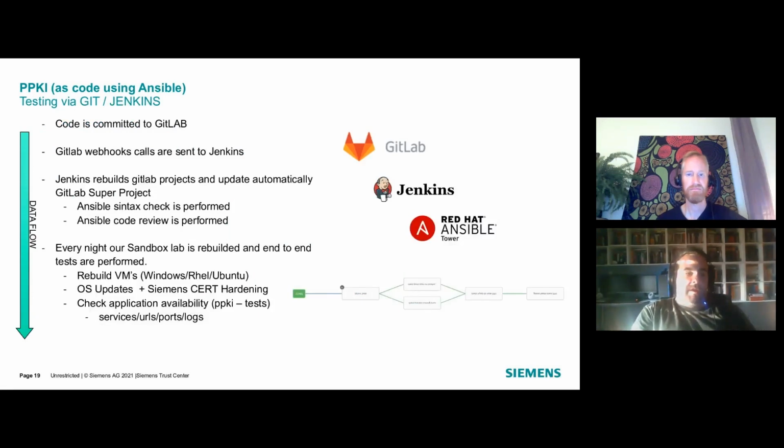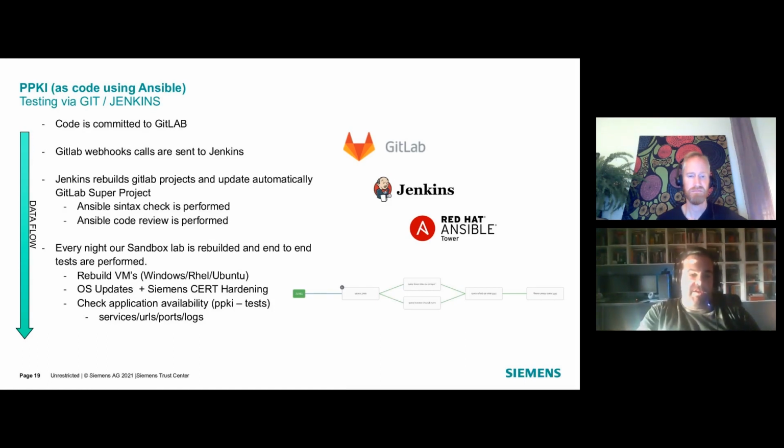Testing. Testing via Git and Jenkins. So in this case, the code is committed to GitLab. GitLab webhook calls are sent to Jenkins. Jenkins rebuilds GitLab projects and updates them automatically. And the Ansible syntax check is performed and Ansible code review is performed. So every night our sandbox lab is rebuilt and end-to-end tests are performed.